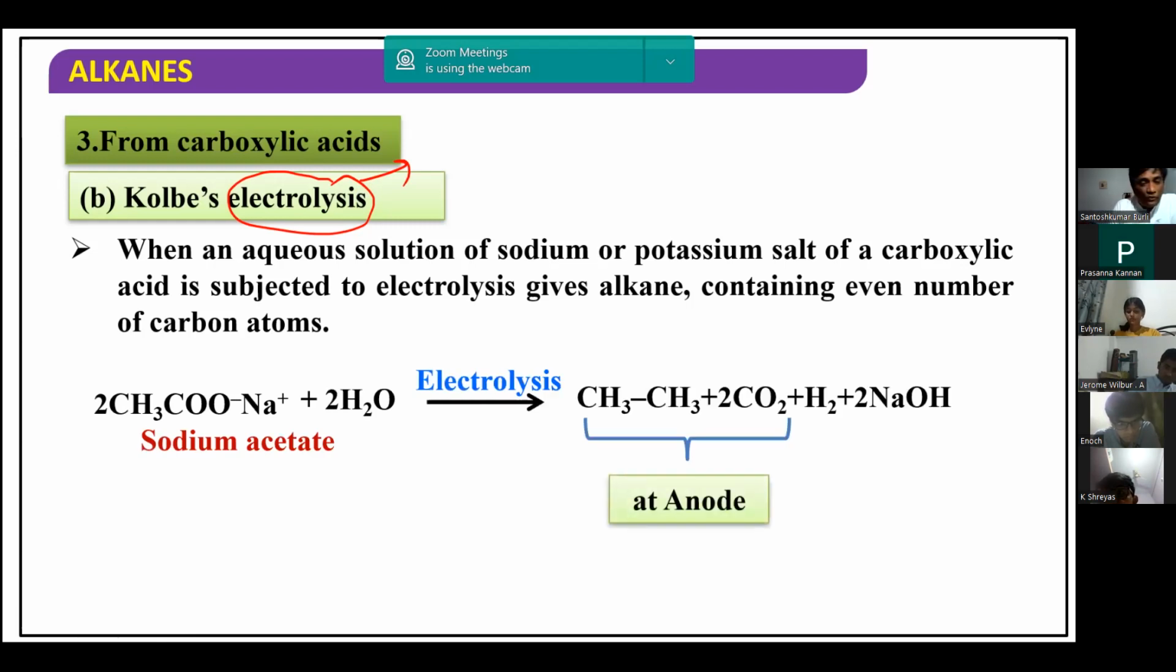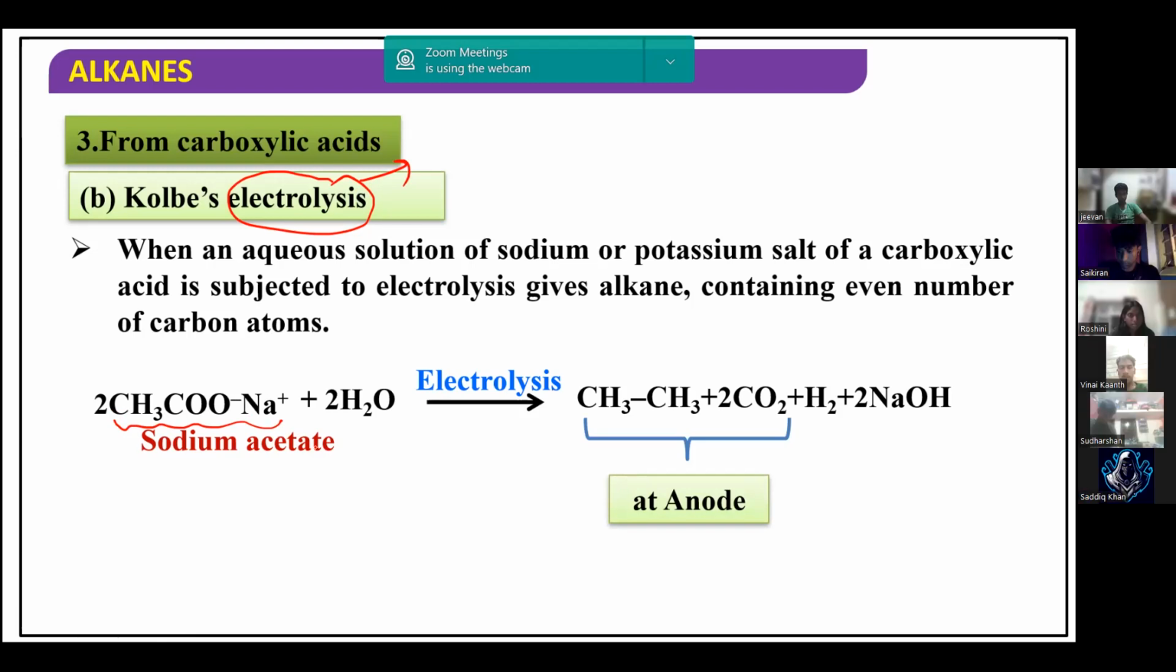So you can observe sodium acetate. This is called sodium acetate, or sodium ethanoate is the IUPAC name for this. When you electrolyze this, you are going to get ethane as a product. And byproducts are carbon dioxide, hydrogen, and NaOH.